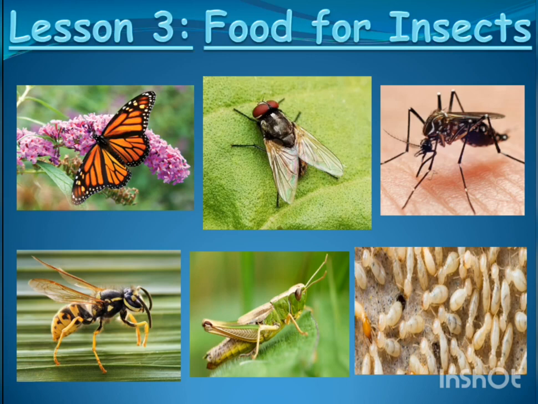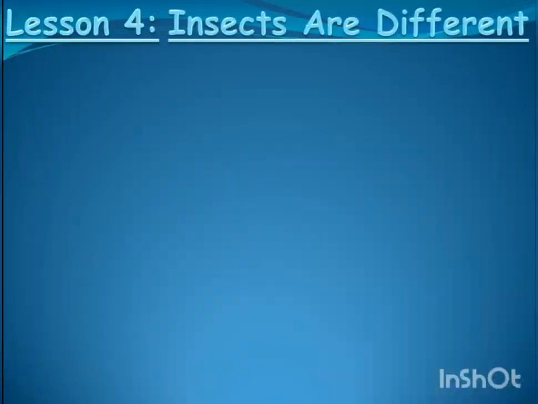Okay, so this is about our lesson 3, which is food for insects. Next, coming to your lesson 4, you have insects are different. How can they be different? Here we are learning about the life cycles of insects. Insects have different life cycles. Most of the insects look different in their different stages. So let's first see the stages, then we will discuss what it is.